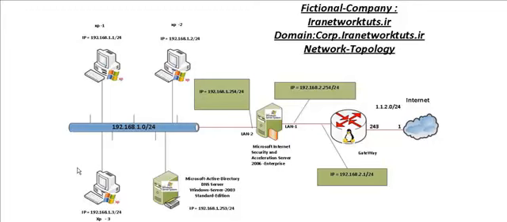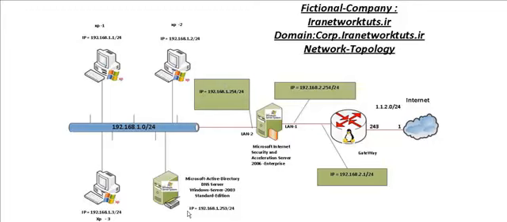Our workstations point to the LAN interface of the ISA server as a default gateway. So if they want to access the internet, their default gateway must be set to this IP address, which is the IP address of the ISA server.